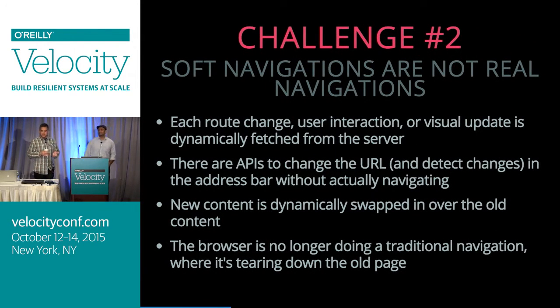The second challenge for measuring single-page apps is that soft navigations are not real navigations from the browser's point of view. So on every route change, user interaction, et cetera, dynamic content is pulled from the server, from templates within the browser, and a new view is rendered. The application itself can fake URL changes in the address bar without actually navigating the browser. So it can just keep on saying the URL is changing every second, and the new content is swapped in over the old.